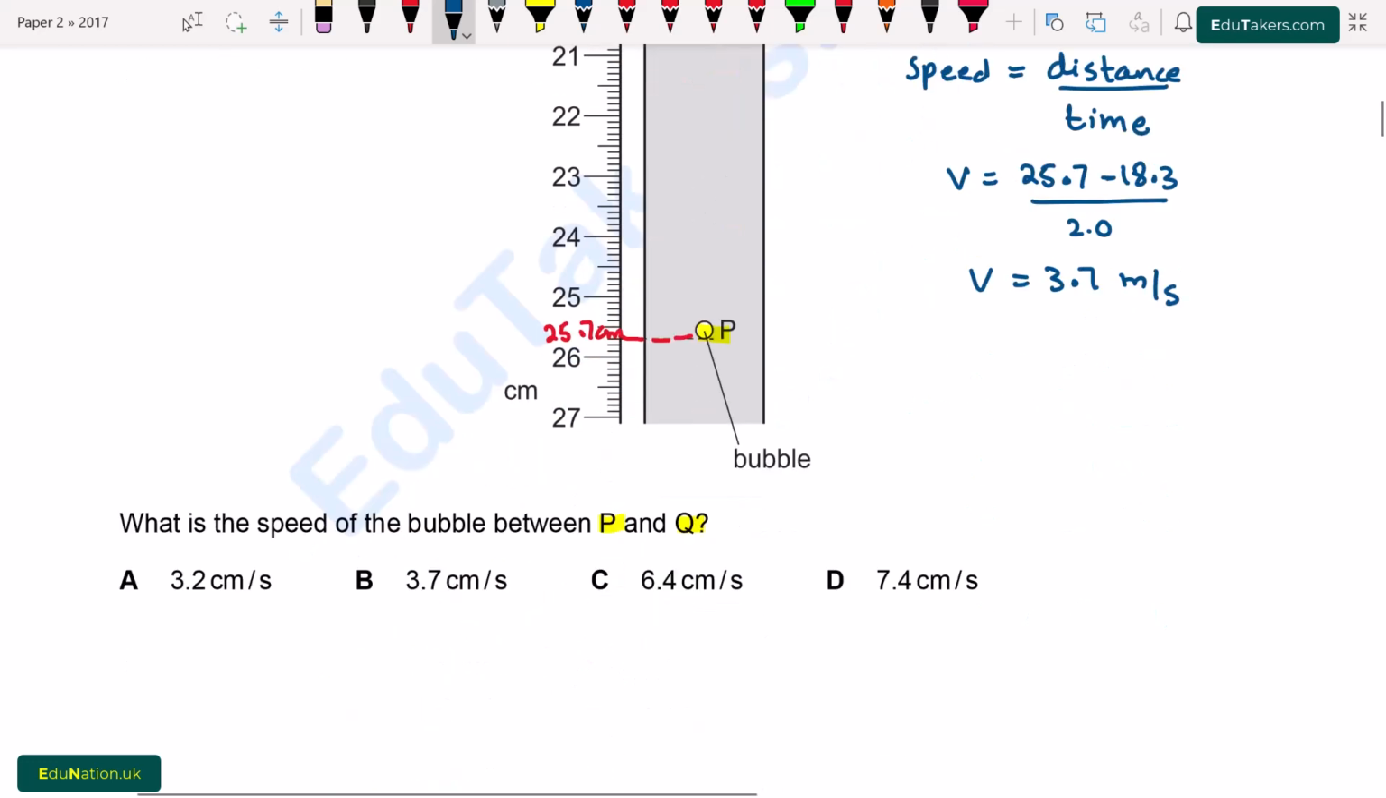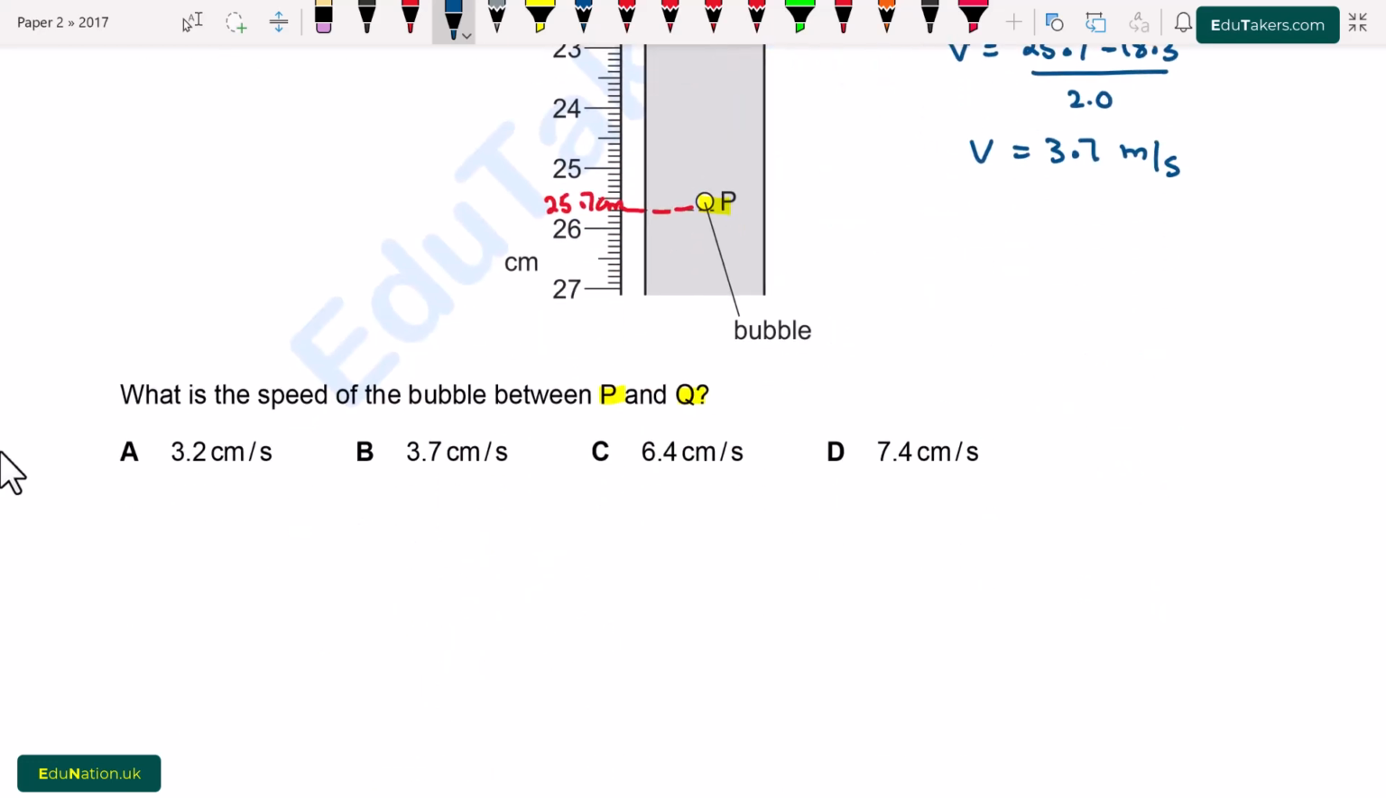Now we see the options. It is given in option B. So option B is correct.